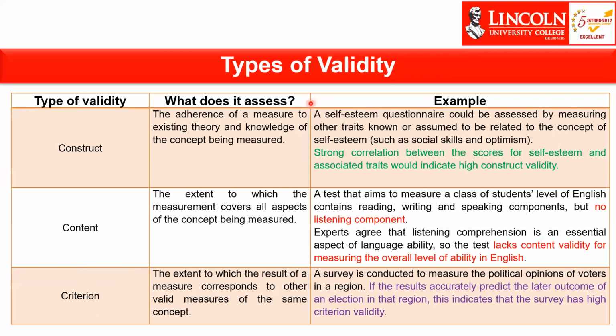The first one here, which is construct, I give an example here. A self-esteem questionnaire could be assessed by measuring other traits known or assumed to be related to the concept of self-esteem, such as social work or optimism. A strong correlation between the scores of self-esteem and associated traits will indicate high construct validity. So you can run a correlation analysis on that particular variable to check whether it is valid or not. Based on whatever you get there will determine how you interpret your results.